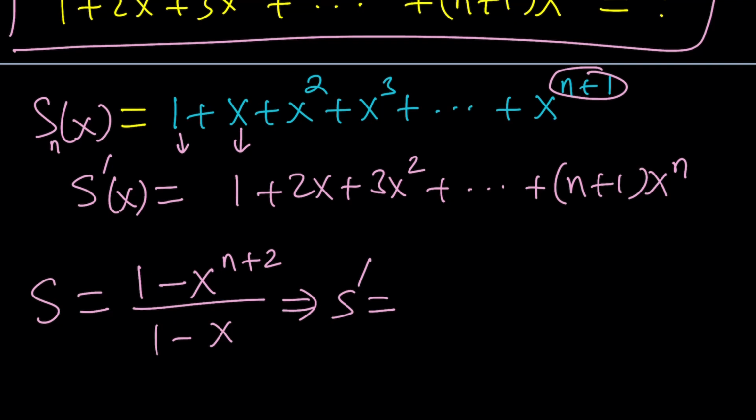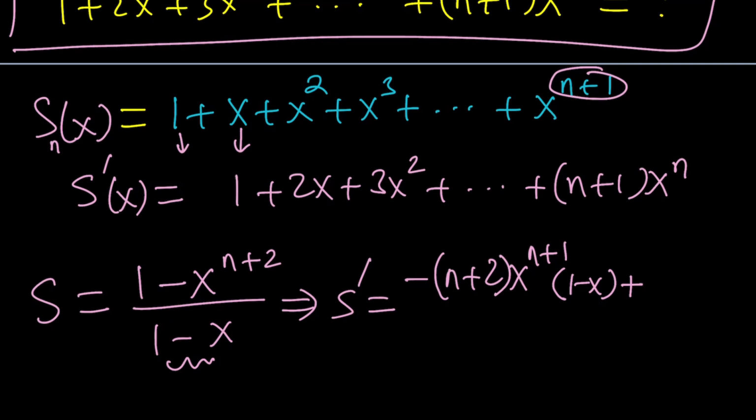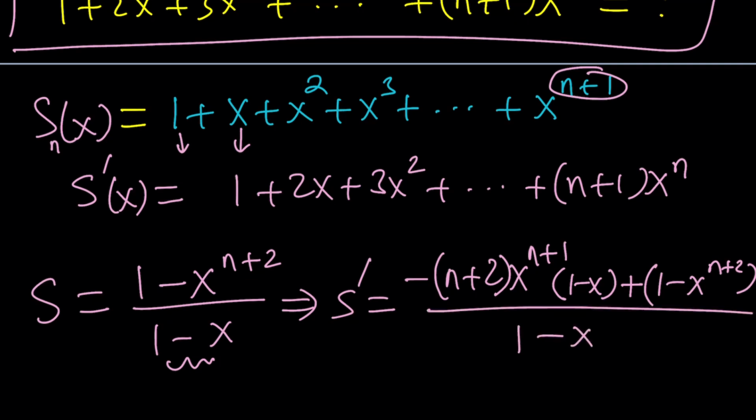The derivative of the top is minus n plus 2 times x to the power n plus 1. You have to reduce the power. And then multiply it by the bottom. And then minus the derivative of 1 minus x, which is negative 1. That's going to change the sign. And times the top function, which is 1 minus x to the power n plus 2. Awesome. This is the derivative of s, and of course the denominator squared.